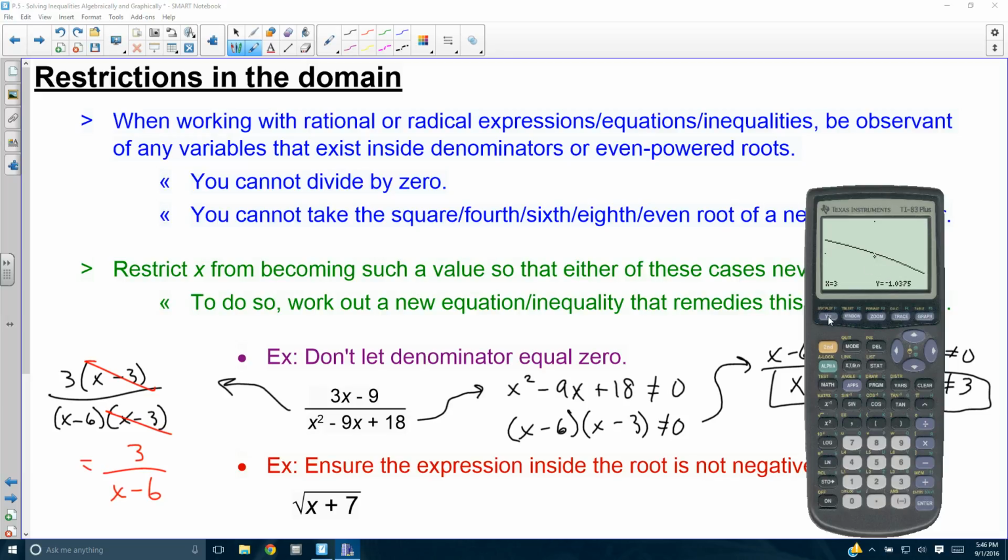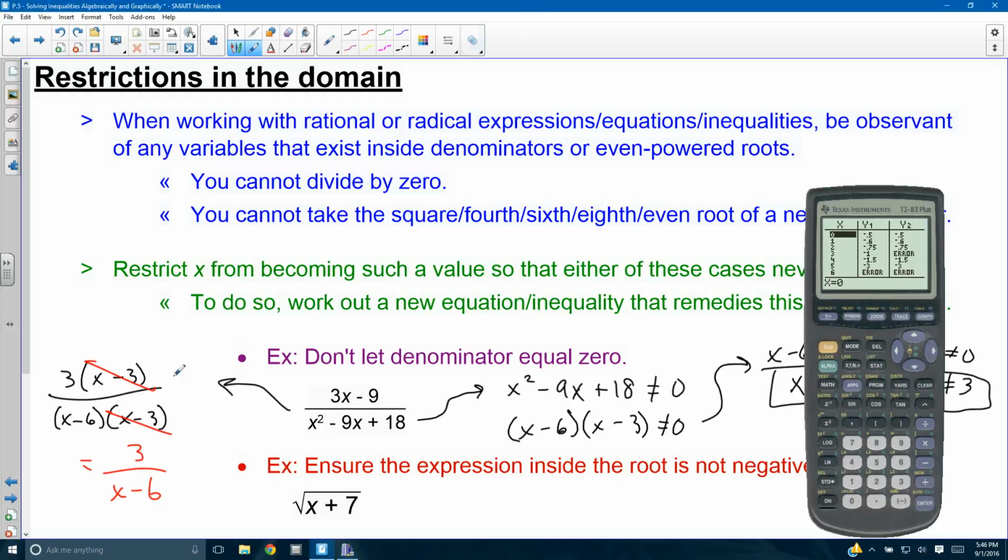And if you're not convinced still, what I'm going to do is highlight both of these and go to the table. Okay, now the table is going to reveal it. Take a look at where x equals 6. Error. We can't divide by 0. When x equals 3, our first equation, it's fine. It gives us a solution. Second equation, error.